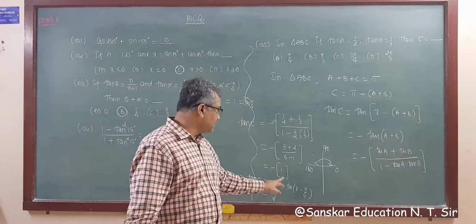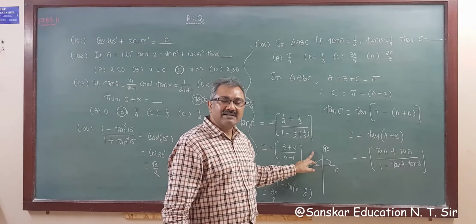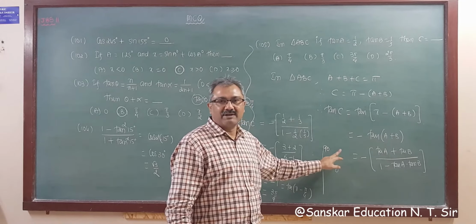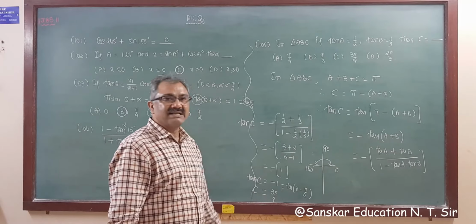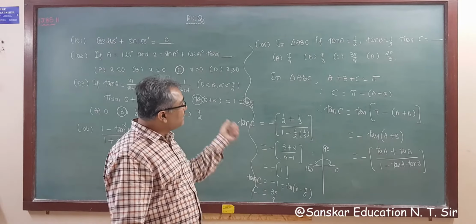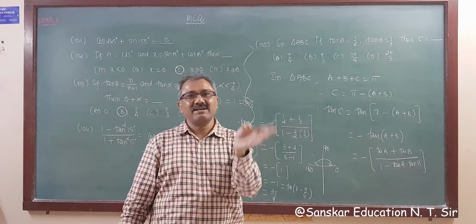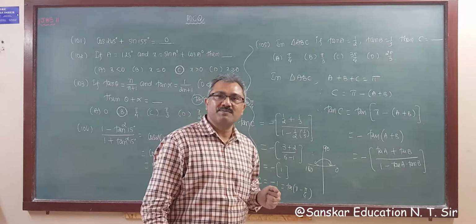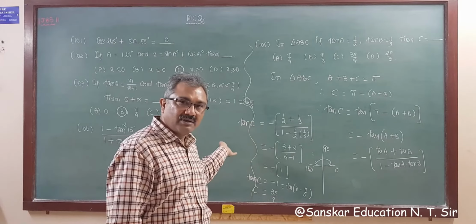Got it? Otherwise the angle is pi by 4, but due to the minus, we are considering the second quadrant. Right? In the first quadrant it is positive. That's why the answer of this is 3 pi by 4. Similarly, same type of questions for triangle ABC: sin square A plus sin square B plus sin square C and cos square A plus cos square B plus cos square C. What is the answer? That we are going to solve next.